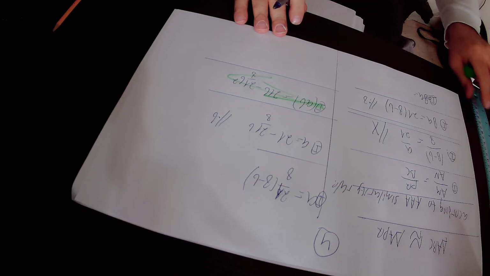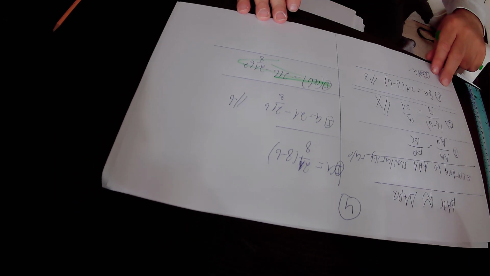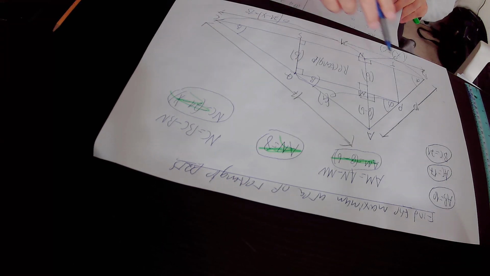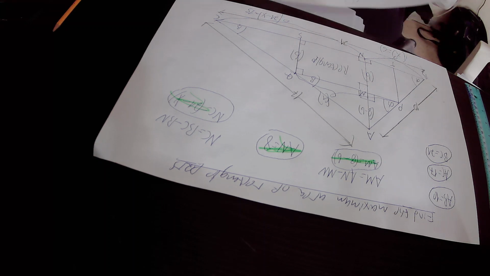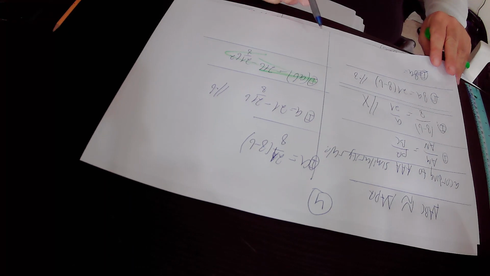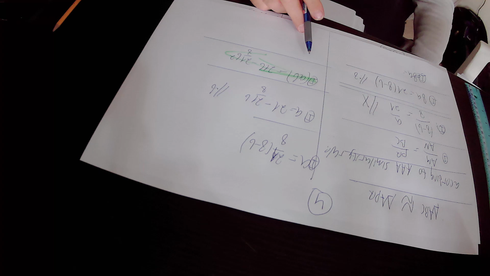A is the length of rectangle PQST, and B is the width. And the length times the width is the area of this rectangle PQST. That is the area that we are looking for. So we found out that the area of rectangle PQST, that is A times B, equals 21B minus 21B squared over 8.